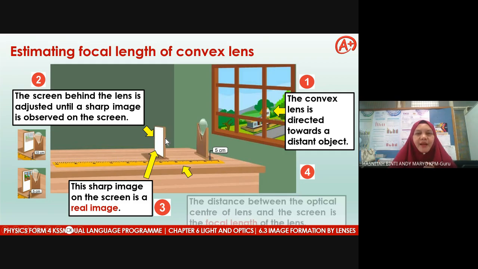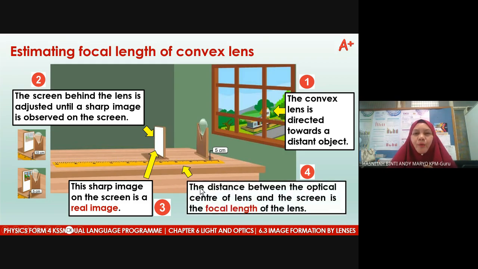Then finally, we measure the distance of the white screen to the optical center of the lens. This will give us the focal length of this convex lens. So very simple, 4 steps are involved to estimate the focal length of a convex lens.